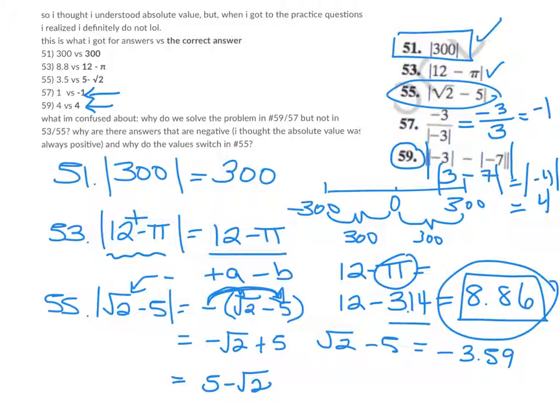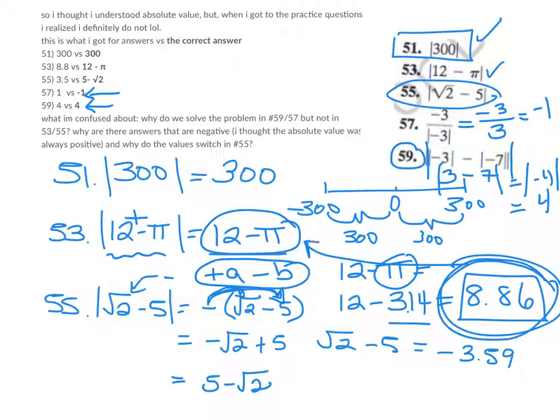So I hope this helps in clarifying how to write absolute value expressions in proper format and the difference between a precise answer and a rounded off answer. So this is precise and this is rounded off, and in our answers we always go for the more precise answer.